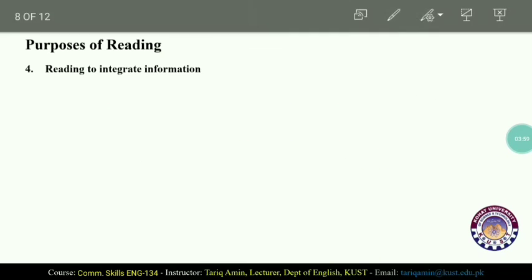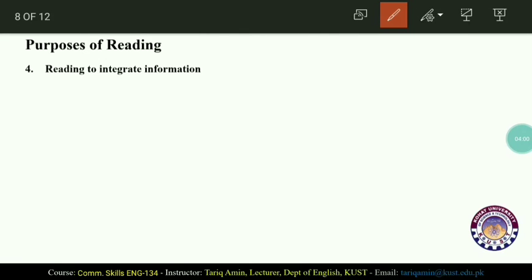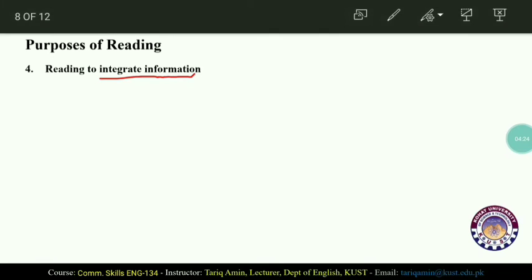The fourth reading purpose is reading to integrate information. Now you have read a text. Now you try to integrate that information. You have come across different information and you have learned lots of material from it. You have learned a lot from it. You try to integrate the same information.